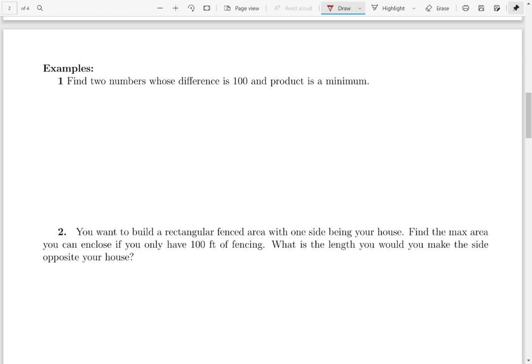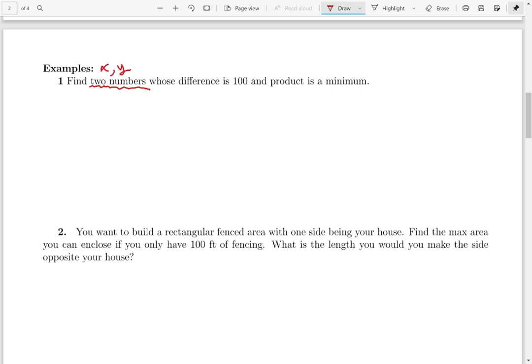Alright, so first off, let's always point out what we are going to be answering. Well, the answer to our question is going to be two numbers. We need two numbers whose difference is 100 and product is a minimum. At this point, I just like to write down things that I see. So specifically, the difference is 100. That means I'm going to have two numbers. Well, we don't know what those two numbers are, so let's just give them variables. Why don't we call one of them x and the other one y?